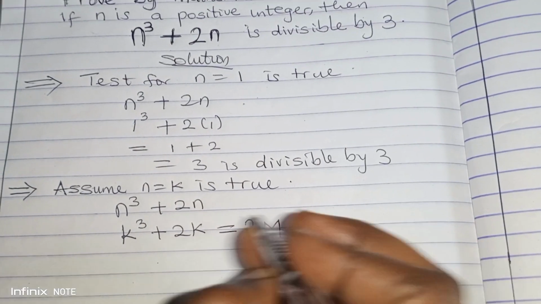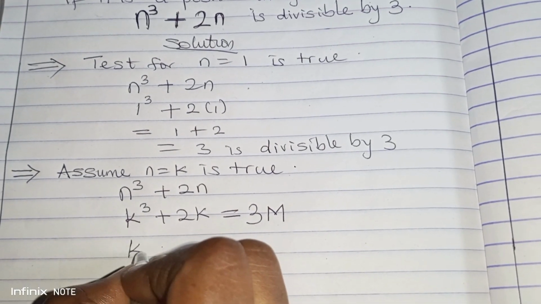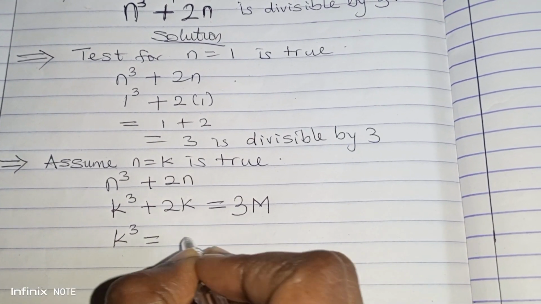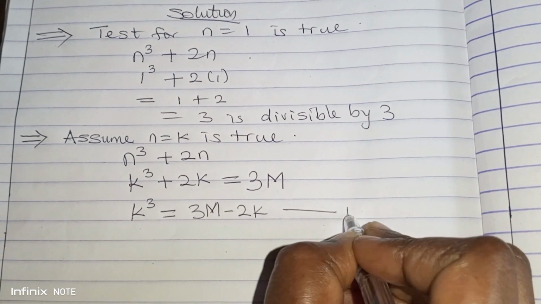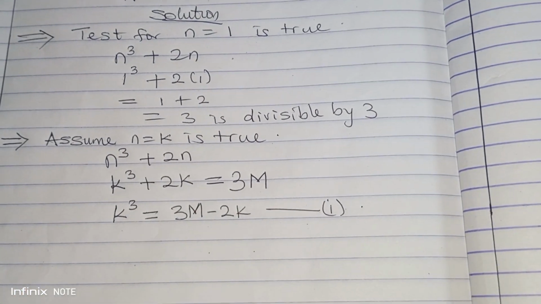So from here, let's make k cubed the subject of the formula. So I have 3m minus 2k. I'm calling this one equation 1 because I will need it later.